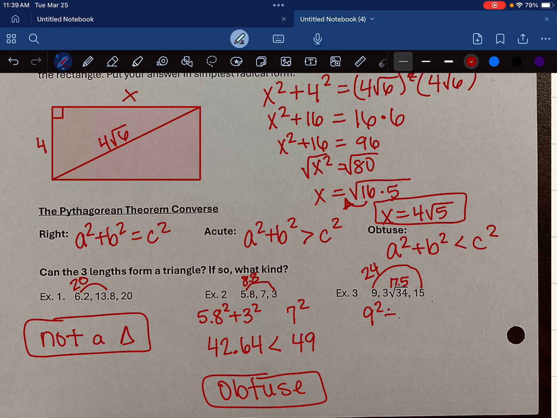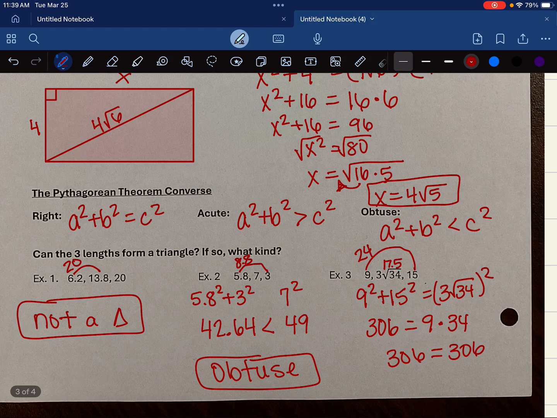a squared plus b squared equals c squared. Okay. Somebody do 9 squared plus 15 squared. 306. Okay. Now, remember earlier I told you we can basically square both numbers, right? So what's 3 times 3? 9. What's the square root of 34 times itself? Just 34. 9 times 34. What is 9 times 34? Okay. So if they're equal, what type of triangle is this? The right triangle.